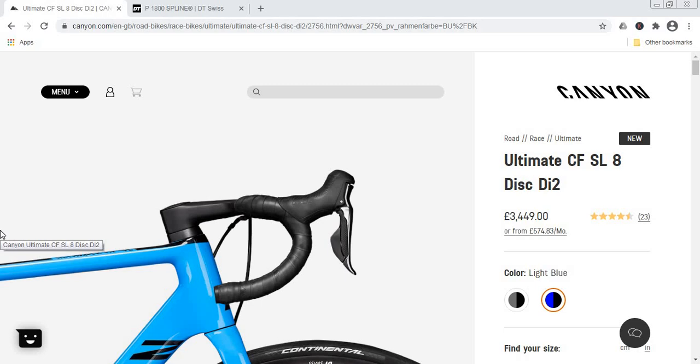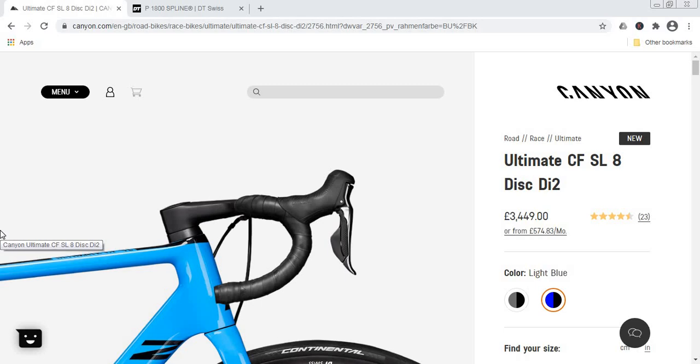So let's talk about this 2021 Canyon Ultimate CF SL8 Disc Di2. First thing first, let's explain who this bike is for. You see, Canyon's Ultimate range is all about the lightest, stiffest climbing machines. So if you spend most of your days riding in the mountains, you like climbing steep mountains, everything, let's say, above approximately 7 to 8% gradient, then definitely you should consider the Canyon Ultimate range of bikes.